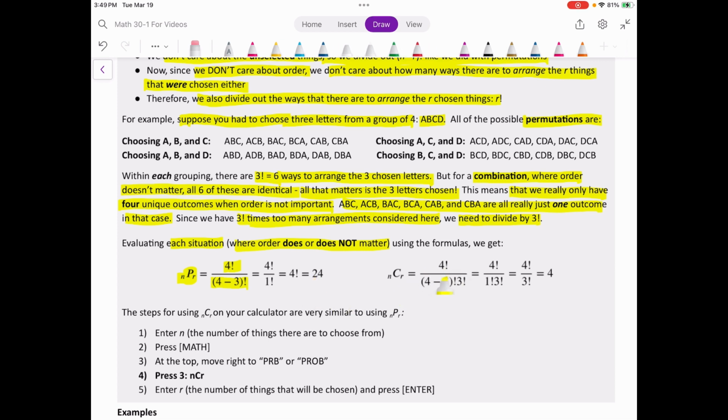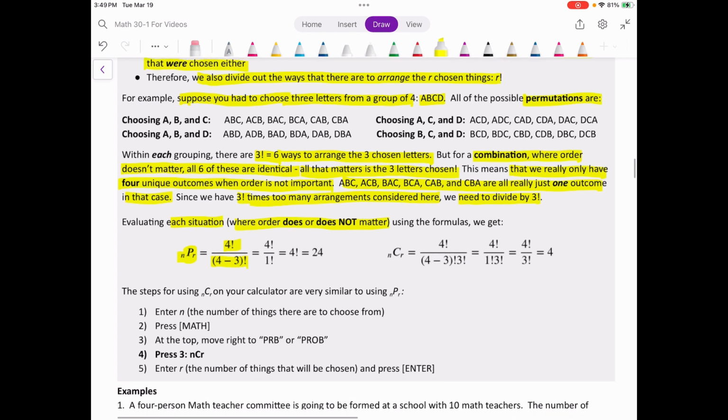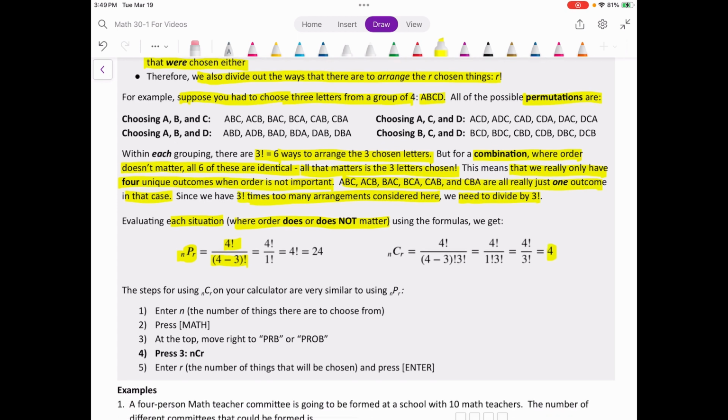Now, this one, look what it gives us, right? 4 factorial, divide by the number of ways to arrange the things that aren't chosen, but also divide by the number of ways to arrange the things that are chosen because we don't care about them, right? We don't want to multiply our 4 ways to choose the letters by 6 because these don't count as different outcomes if order doesn't matter. And sure enough, it gives us exactly what we saw, 4, right? 1, 2, 3, 4 different outcomes if order doesn't matter, just choosing the different letters.